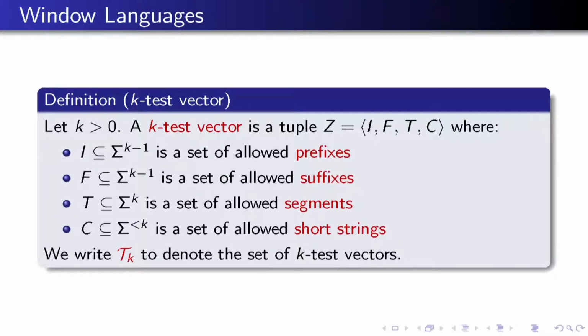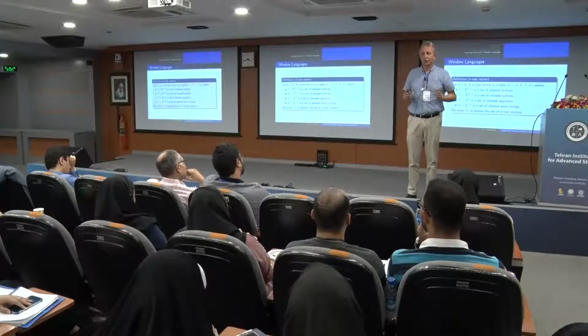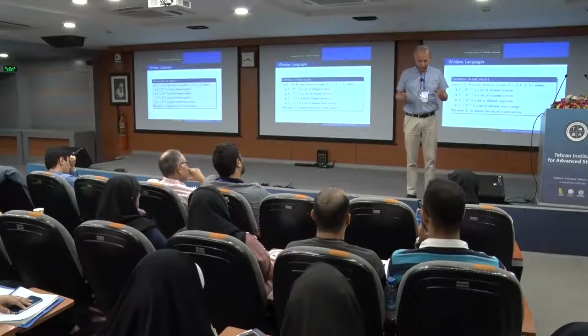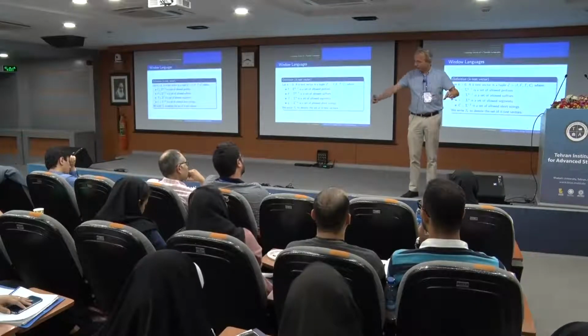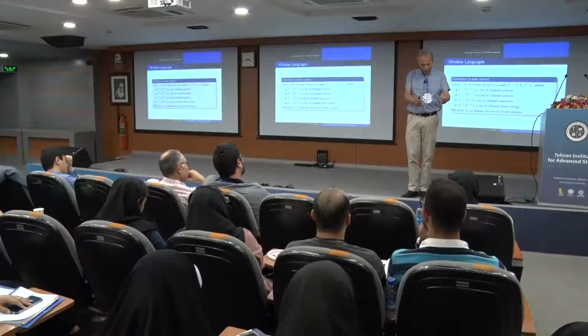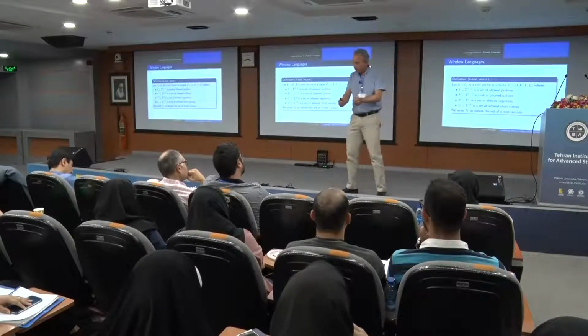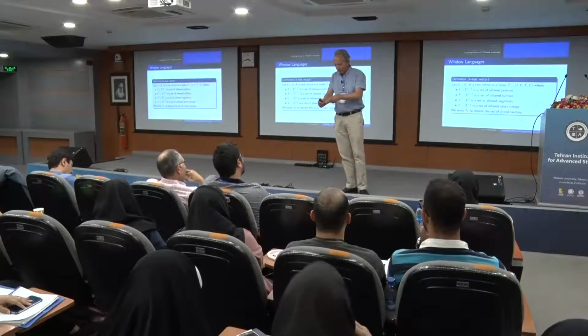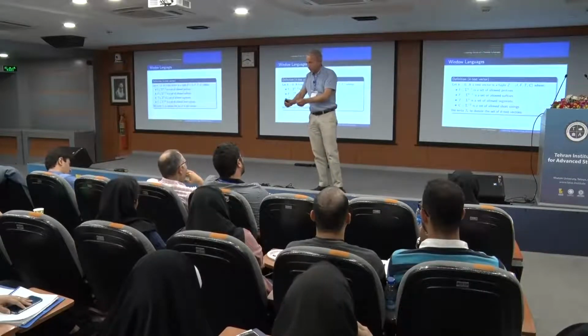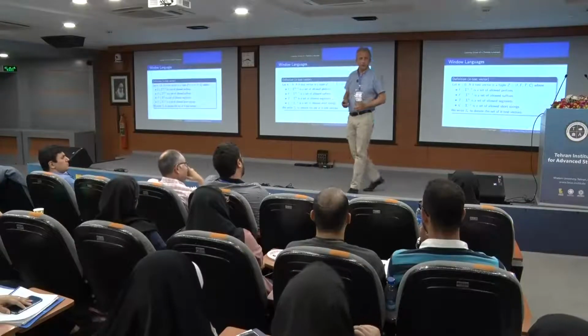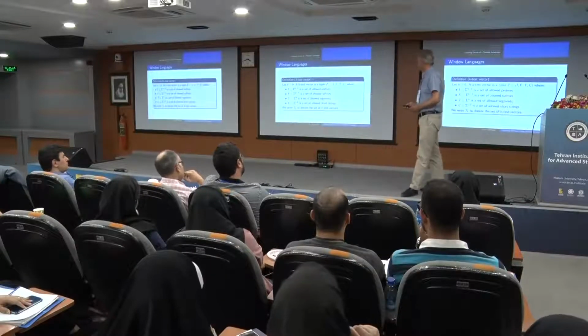Okay, so what is a window language? The intuition of a window language is that if you want to check whether any given word is in the language or not, you basically can look at the string, and then using a window of size k, go along this string and check every time whether the patterns you see are allowed, and if you only see patterns that are allowed, the word is in the language.